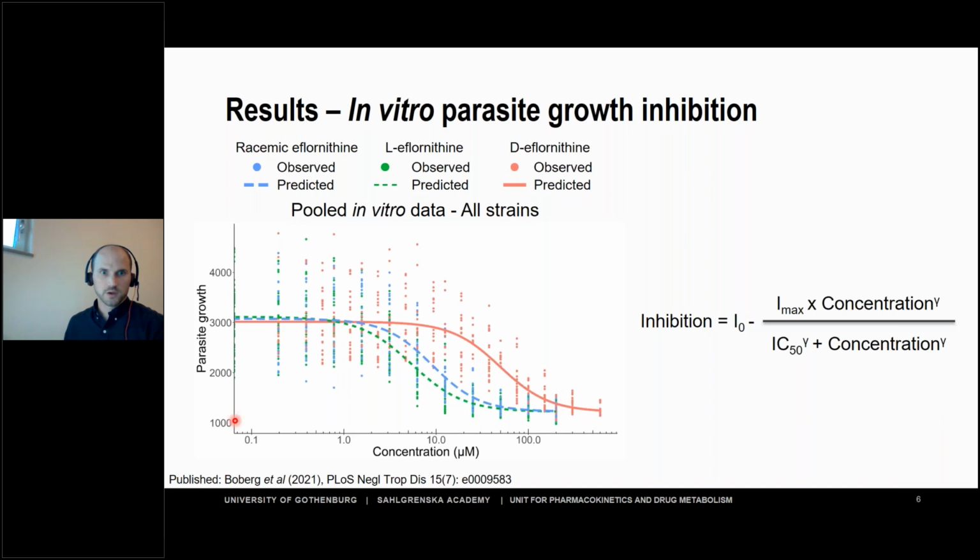And it's quite an amount of D-eflornithine you need to get a growth inhibition, higher compared to racemic eflornithine in blue or L-eflornithine in green. And then we modeled this data using a regular Imax function, where I0 is the inhibition we see at 0 drug concentration, so basically the value of 3,000 there. And then we have an Imax function that is driven by the concentration of drug we see. There we also have IC50 and gamma to describe the steepness of this concentration-inhibition relationship.